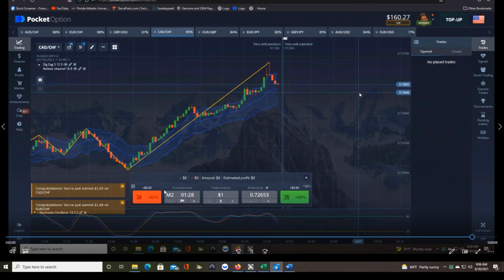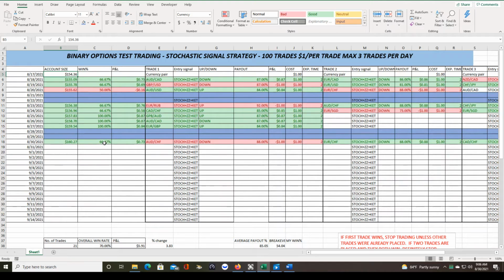Let me show you the spreadsheet. So 160.27, that's where the account size is now. The win rate was 67%. Came away with 73 cents profit. Again, we're only risking $1. And the maximum we can make on one single trade is a fraction of that dollar, whatever the payout is.